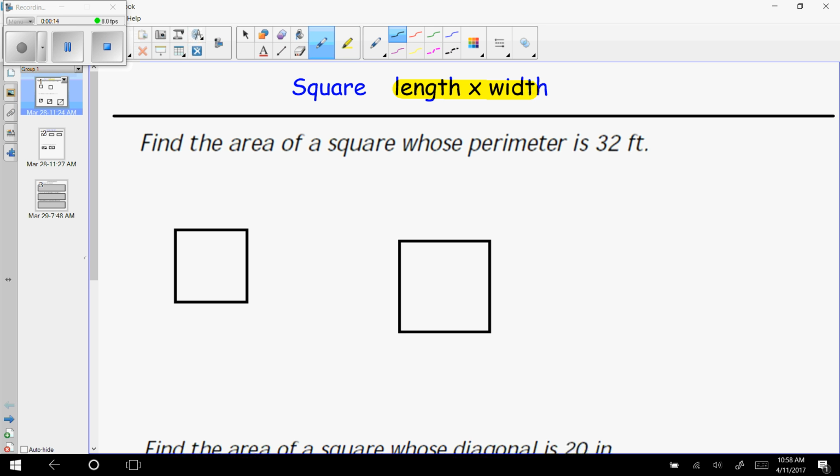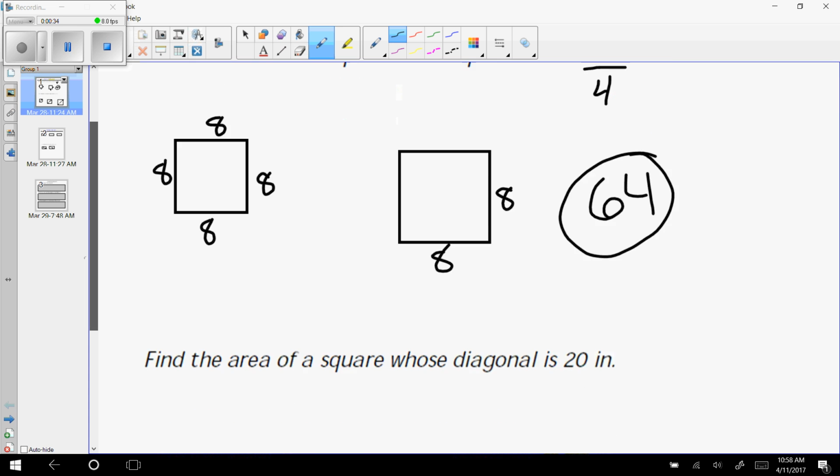Find the area of a square whose perimeter is 32. Alright, so all sides in a square are equal, so I'm dividing this by 4, and I get 8. And it's 8 times 8. Alright, moving down.